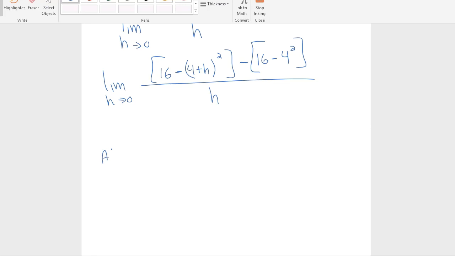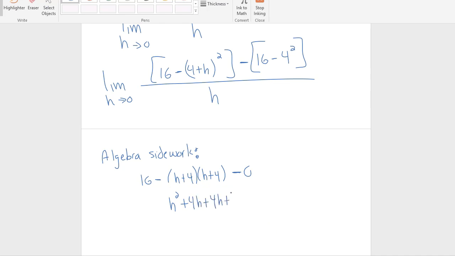I'm going to do a little bit of, let's call it algebra side work, and clean up that numerator. I just want to do that on its own. I don't want to have to carry all of that cleanup through and bring the whole fraction with me. So let's do a little bit of algebra side work. So I got 16 minus, and then keep in mind this is h plus 4 times h plus 4, algebraically speaking. And then I have minus 16, and 16 minus 16 is 0. So when I FOIL this expression out, I'm going to get h squared plus 4h plus 4h plus 16. I got 16 minus all of that stuff, minus 0.